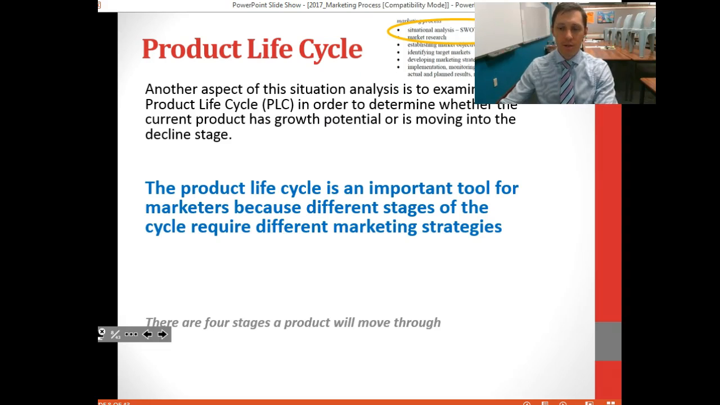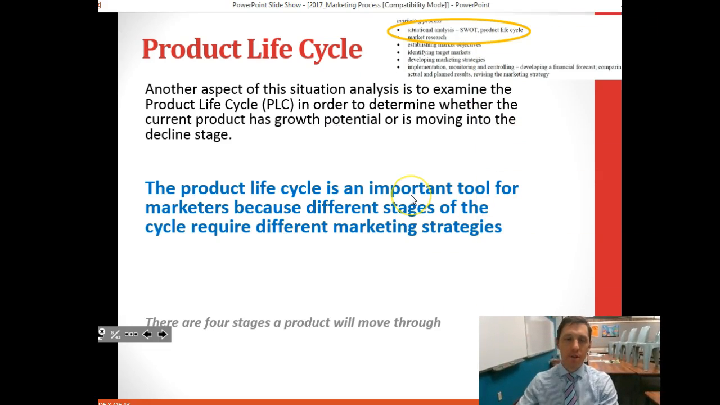Okay, once a SWOT analysis is conducted, then it's a matter of looking at the product life cycle. So what stage in the product's life cycle is this particular product? And it's important, as it says here, that the marketers, it's an important tool for marketers because different stages of the cycle are going to require different marketing strategies. And it's important to identify early on where in the product life cycle this particular product is, so that when we get to establishing your objectives further on in the plan and also identifying your target market, the business is well aware where this product is in its life cycle.